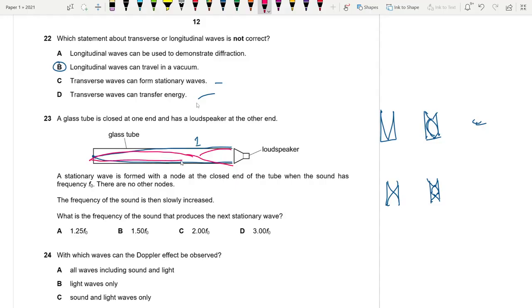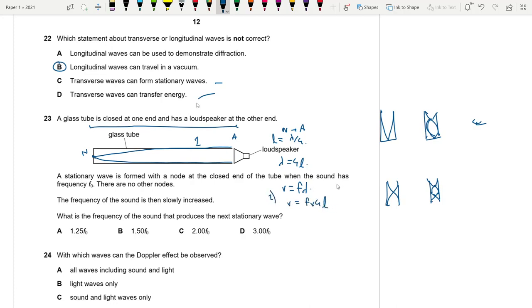This is the second pattern. So for the first pattern, what's the situation actually? This is a node and this is an antinode, right? So node to antinode, that's lambda by 4. Okay, so L is equal to lambda by 4. The length of the tube, L, is equal to lambda by 4. So lambda is equal to 4 times L. And we know that V is equal to F lambda, right? Or we can say that V is equal to F times 4L. Okay, this is the first scenario.